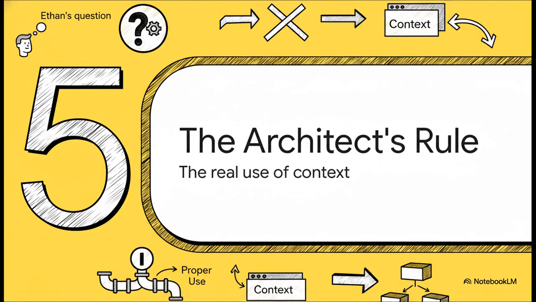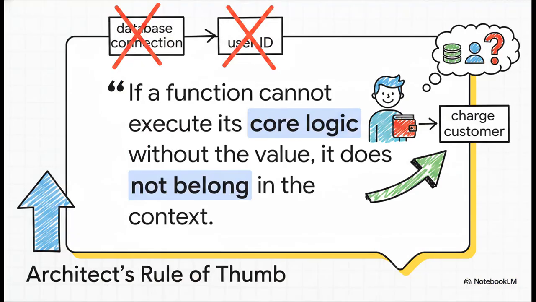Okay, so this leaves Ethan with one last really important question. If we're not supposed to use context.WithValue for all our dependencies, then why is it even there? What is it actually for? And the answer is a really simple but really powerful rule you can use. Just ask yourself this one question. Can my function do its main job without this value?